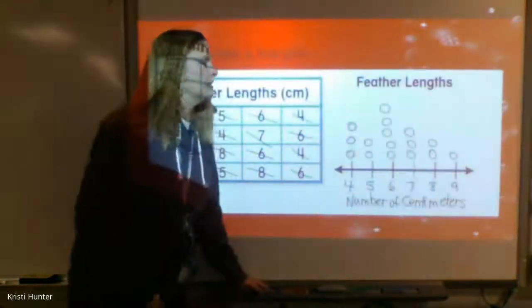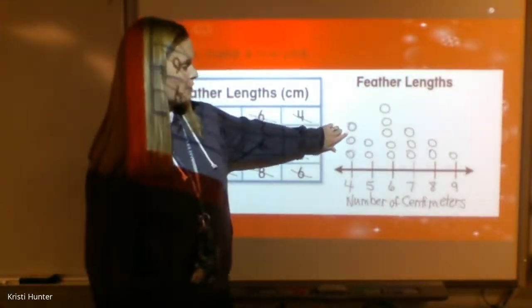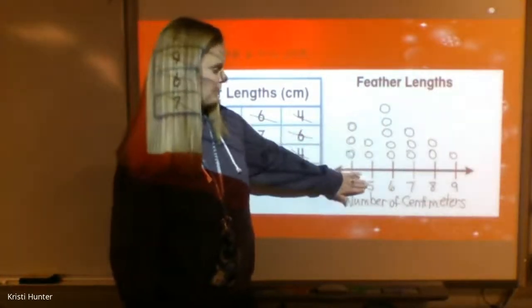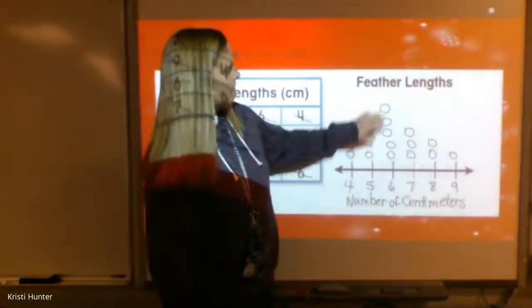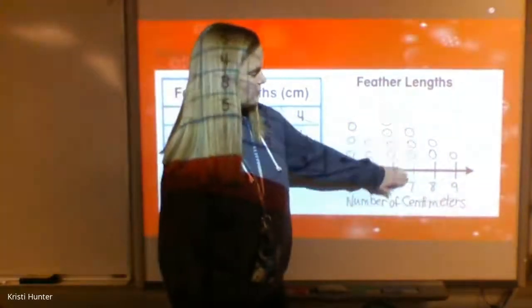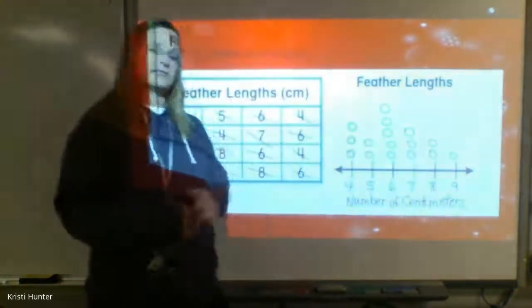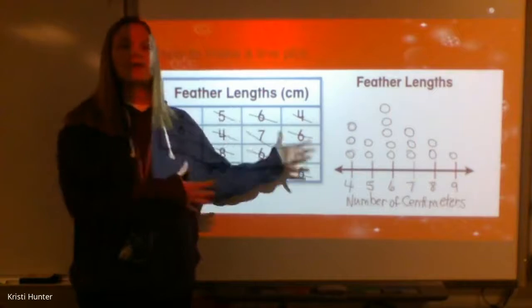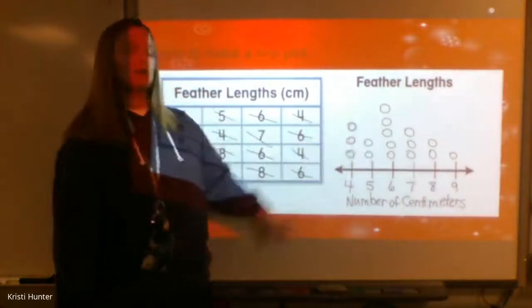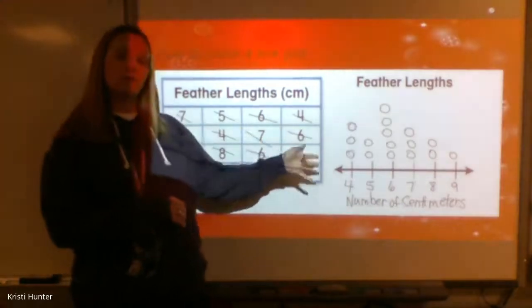So if I take a look at this line plot, what it's telling me is that there were 3 feathers that were 4 centimeters long. There were 2 feathers that were 5 centimeters long. There were 5 feathers that were 6 centimeters long. 3 feathers that were 7 centimeters, 2 feathers that were 8, and 1 feather that was 9 centimeters long. So that's how they create these graphs. They take their data and they switch it over to a line plot. A line plot is very helpful to make when you use the same numbers over and over again.